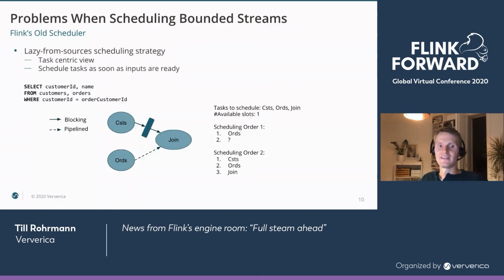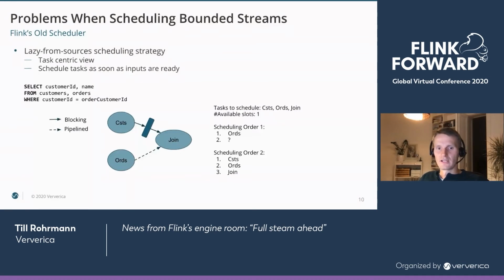Now, if Flink is asked to schedule this topology, it can do it in two ways. It can start with the customers operator or with the orders operator. Now assume we only have a single slot available, because then it actually makes a big difference which of these operators we schedule first.